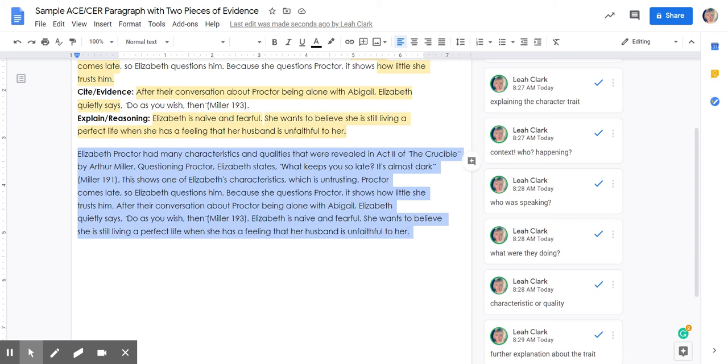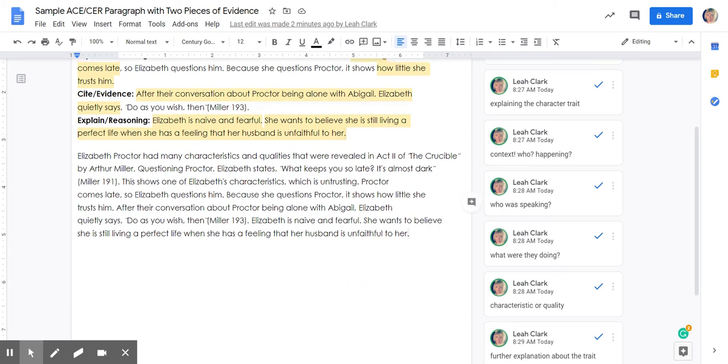Questioning Proctor, Elizabeth states, "What keeps you so late? It's almost dark." This shows one of Elizabeth's characteristics, which is untrusting. Proctor comes late, so Elizabeth questions him. Because she questions Proctor, it shows how little she trusts him. After their conversation about Proctor being alone with Abigail, Elizabeth quietly says, "Do as you wish then." Elizabeth is naive and fearful. She wants to believe she is still living a perfect life when she has a feeling that her husband is unfaithful to her. Okay, just a really nice quality paragraph.